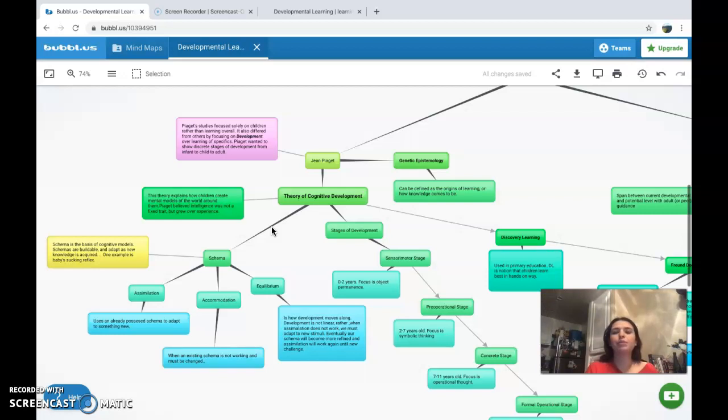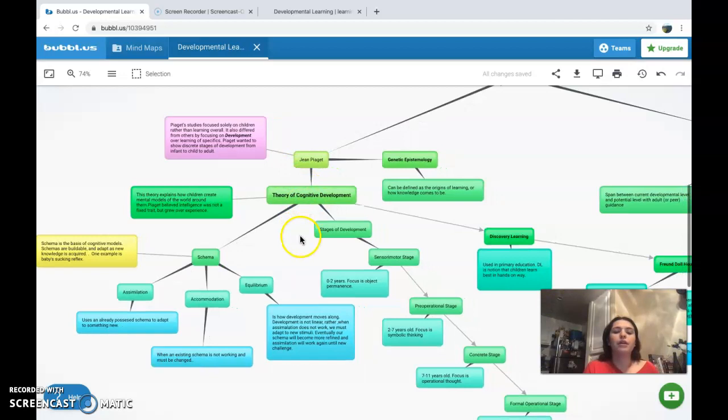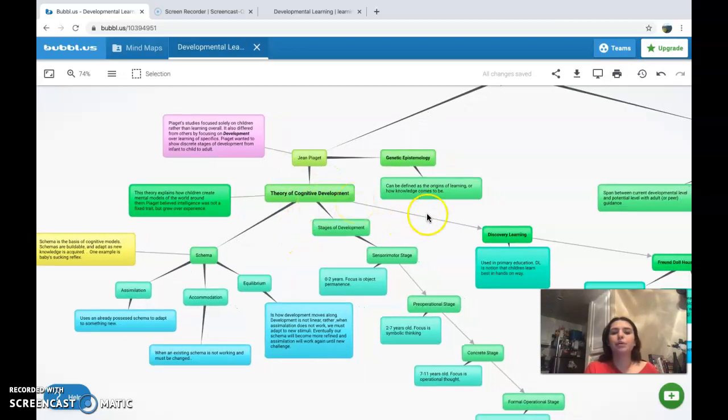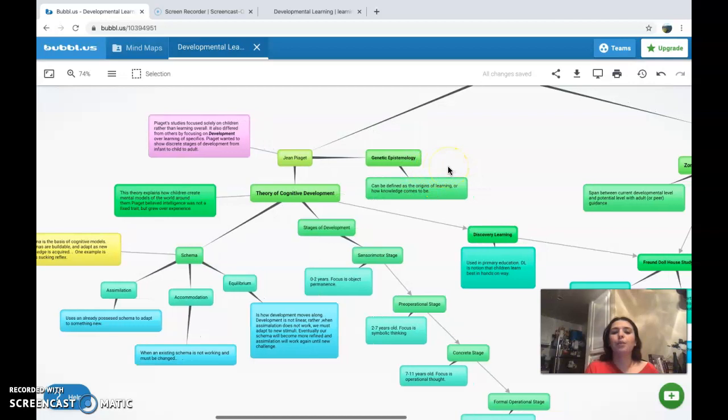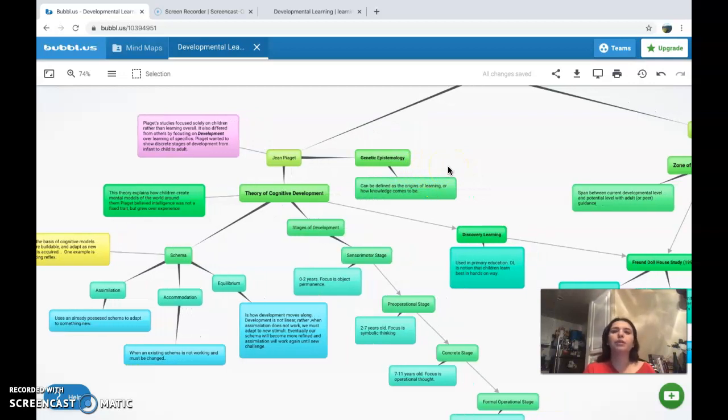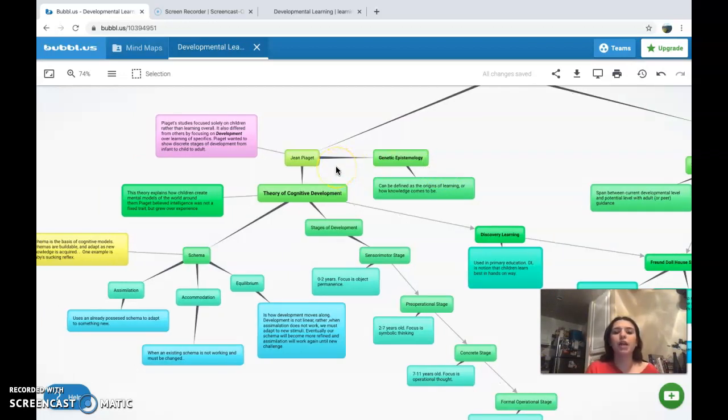Piaget believed that intelligence was not this fixed trait. You weren't born with a certain amount of it. Instead, it grew over time with your maturity and with experience. The theory of cognitive development, in Piaget's words, was a genetic epistemology, which was basically the origins of learning, or how knowledge comes to be. Genetic referred to the beginning or the basis, and the epistemology is the categories of how things are. So according to Piaget, you had a base knowledge and you had a category that you expanded on for each level of knowledge.